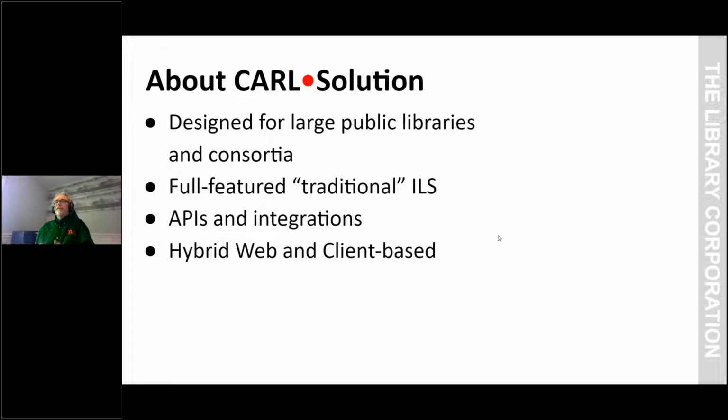It is a full-feature traditional ILS. And when I say a traditional ILS, what I mean by that is it has the 5 traditional components: acquisitions, cataloging, serials, circulation, and OPAC or discovery, all under one roof. Carl Solution also is very strong in terms of APIs and third-party integrations, and it's a hybrid web and client-based for staff side. All of our public-facing features are web-based. Staff is hybrid web and client.